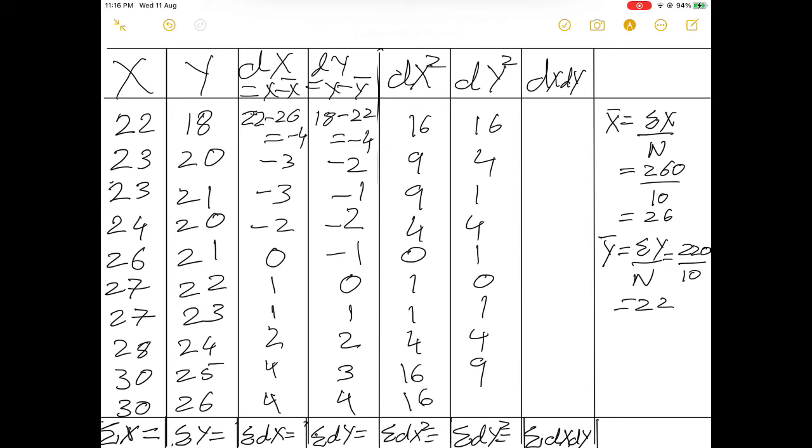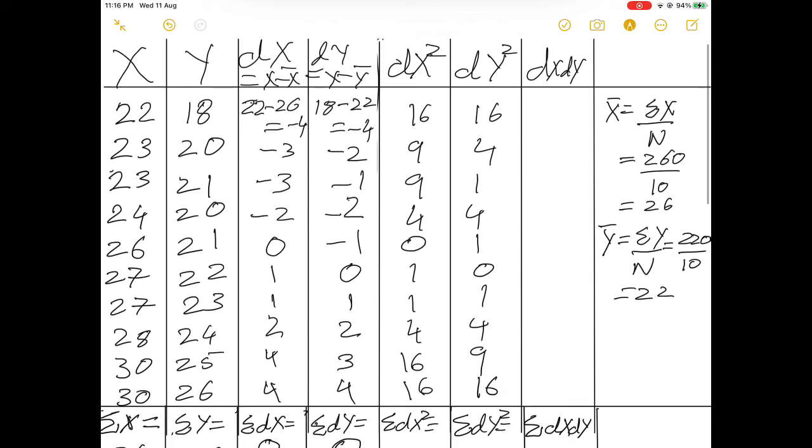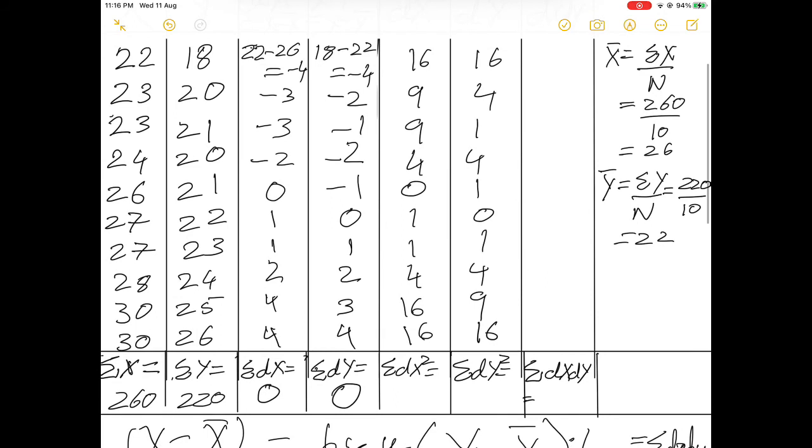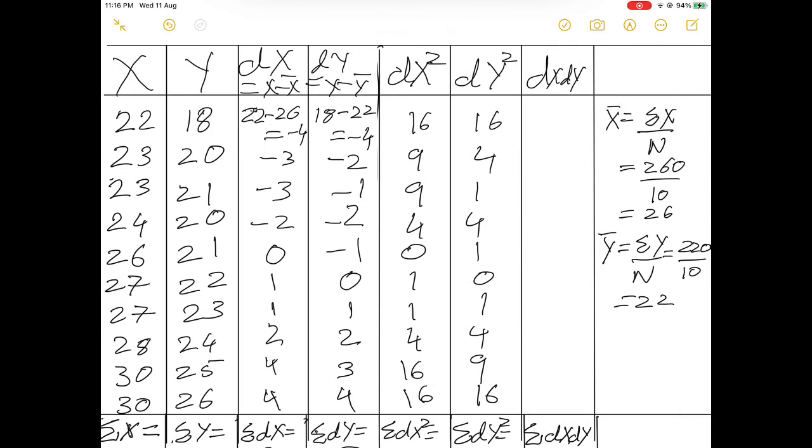Alright. Now the next step is to calculate the sums of dx square and dy square. So this is the part where you have to use a calculator. I have already pre-calculated, so I'll just fill in the values. So the first, sigma dx square is equal to 76, sigma dy square is equal to 56. Next step, multiply dx and dy values.